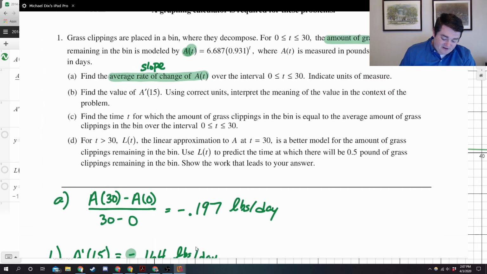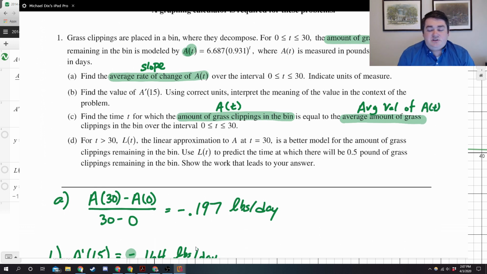Part C says, find the time t for which the amount of grass clippings in the bin is equal to the average amount of grass clippings in the bin over the interval 0 to 30. And so I'm going to set the amount of grass clippings in the bin, the function A of t, equal to the average amount of grass, which is the average value of A of t.